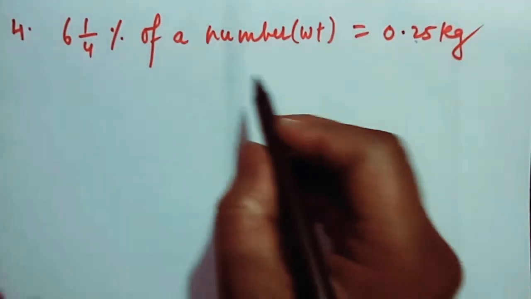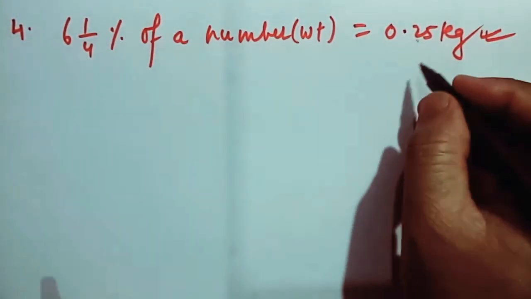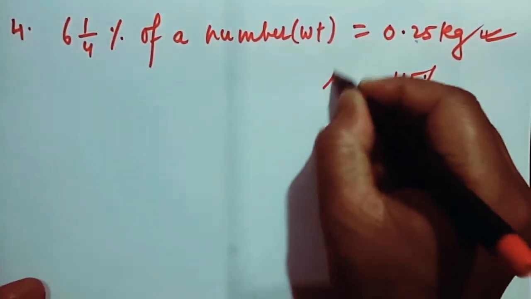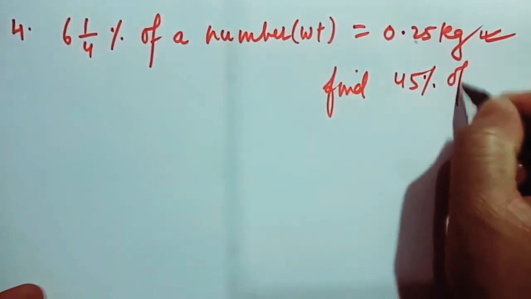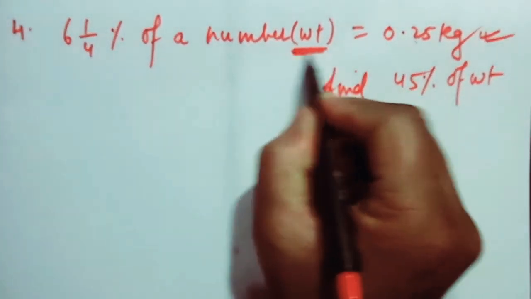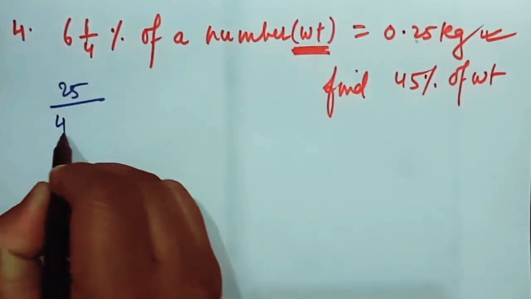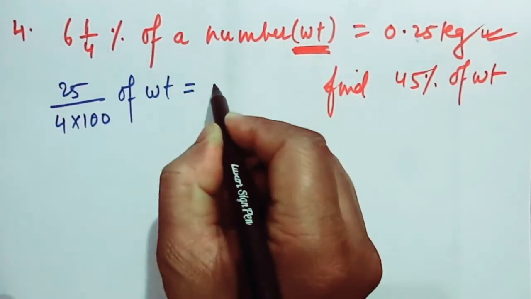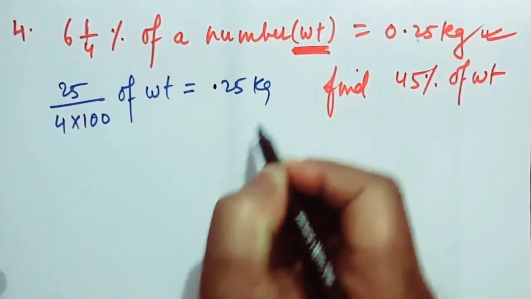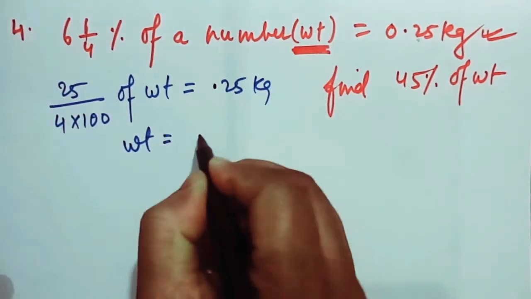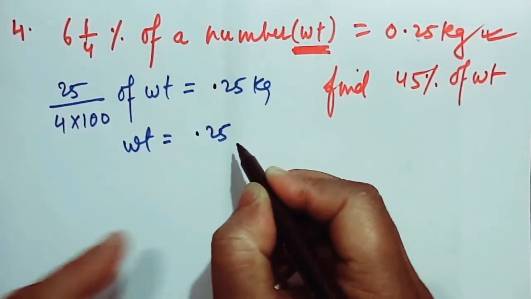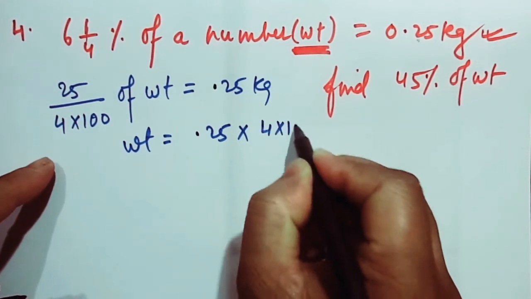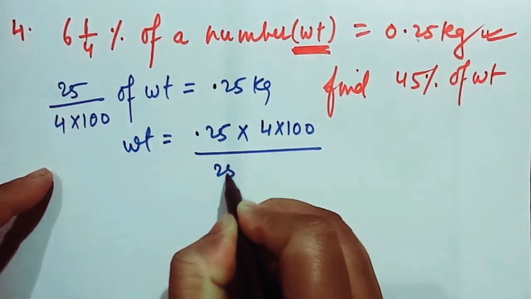So what are they asking? They have given you this data and then they are asking you to find 45% of the weight. So let us first find the weight. 6 1/4% naturally means 25/4 divided by 100 of this weight is equal to 0.25 kg. Therefore, your weight will be equal to 0.25 multiplied by 4 times 100 divided by 25.